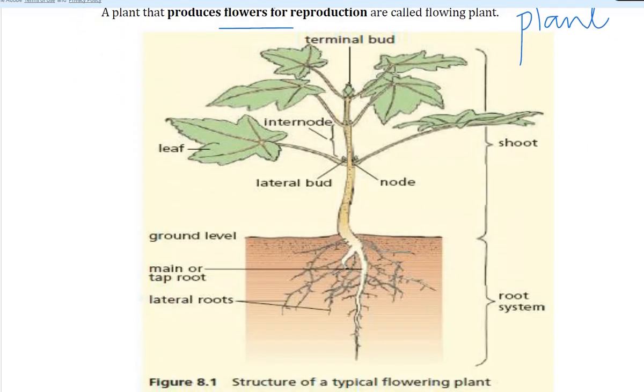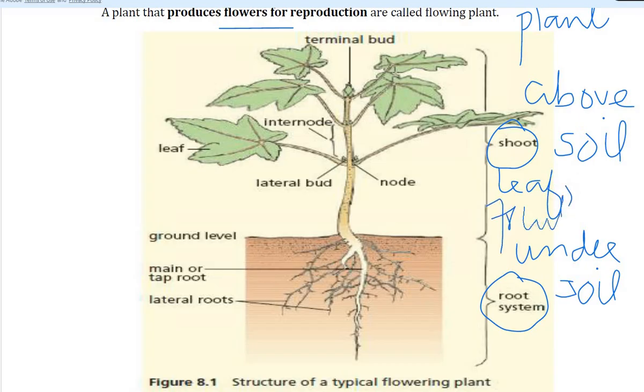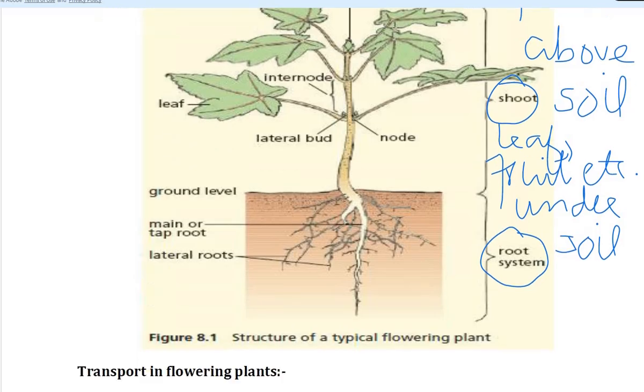We can see that it has the part of the plant that is under the soil, which is called the root system, and the part of the plant that is above the soil, which is called the shoot. The shoot consists of leaf, fruit, flowers, stem, etc. So this is a general structure of a flowering plant.